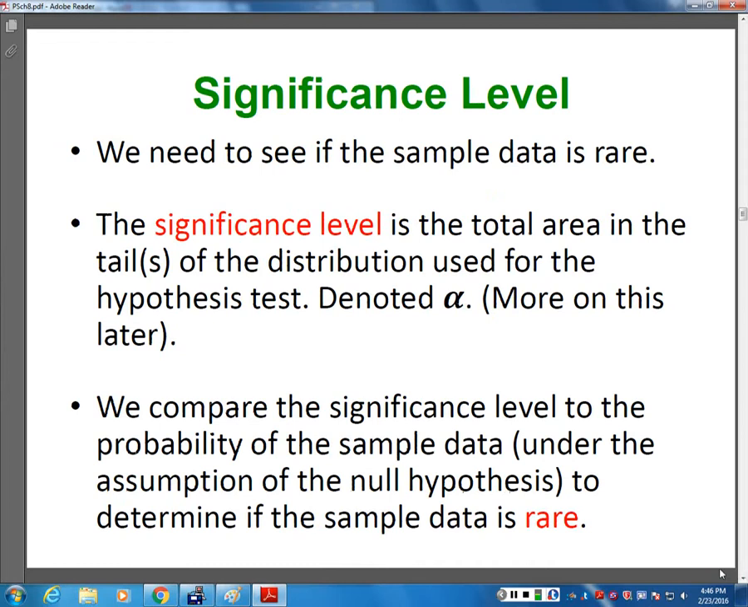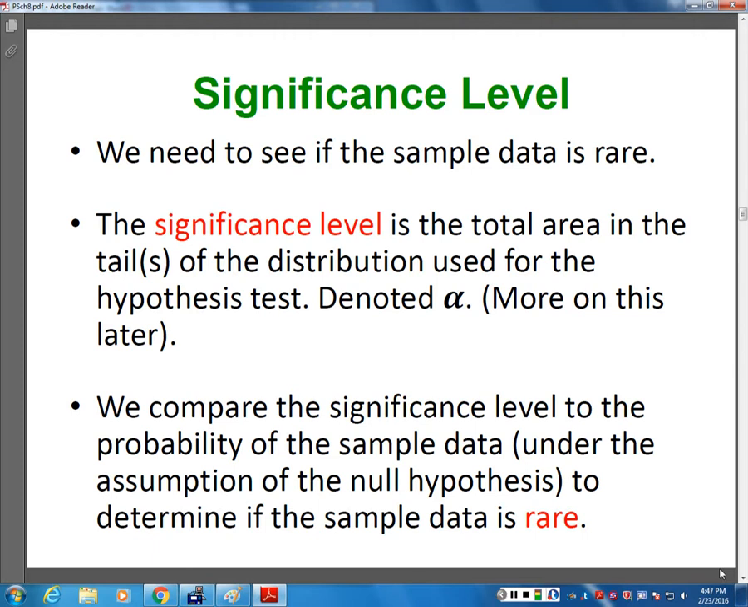That leads us to significance level. In order to see if the sample data is rare, and use the rare event rule, we need the significance level. The significance level is the total area in the tail or tails of the distribution used for the hypothesis test. It's denoted alpha. I'll tell you a little bit more about that a little later on.